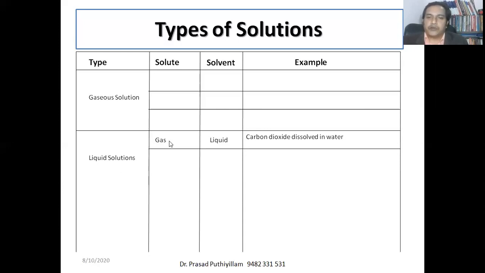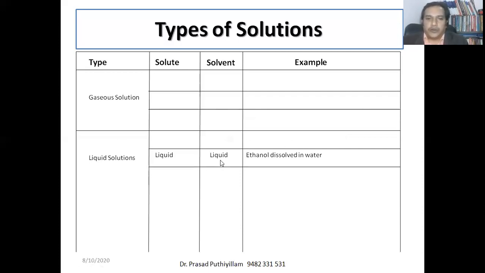The second type, that is liquid solutions. Liquid solutions are also of three types. Liquid solution means the solvent will always be liquid, the solute will vary. In gaseous solutions, the solvent is gas itself and the solute varies from gas to liquid to solid. Likewise, in liquid solutions, the first case is gas in liquid, say carbon dioxide gas dissolved in water.